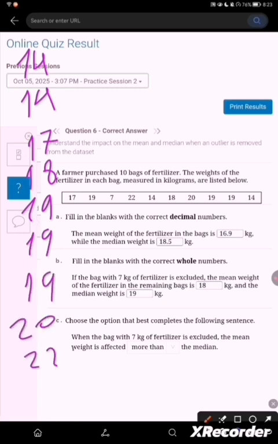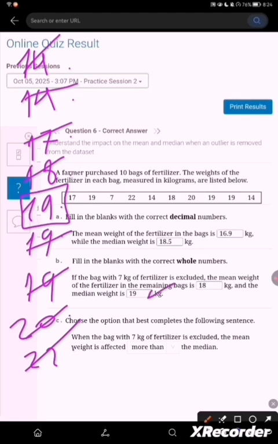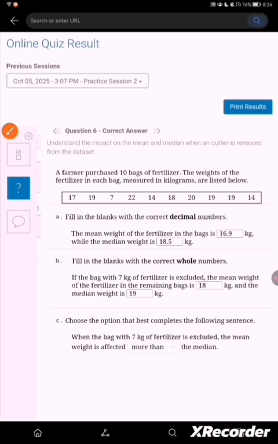Okay? And then 20, 22, 1, 2, 3, 4, 5, 6, 7, 8, and 9. Yes, that's correct. Now you can start canceling out. So 22 and 14, 20 and 14, 19, 17, 19, 18. You're left with 19. So that is your median, which is correct.